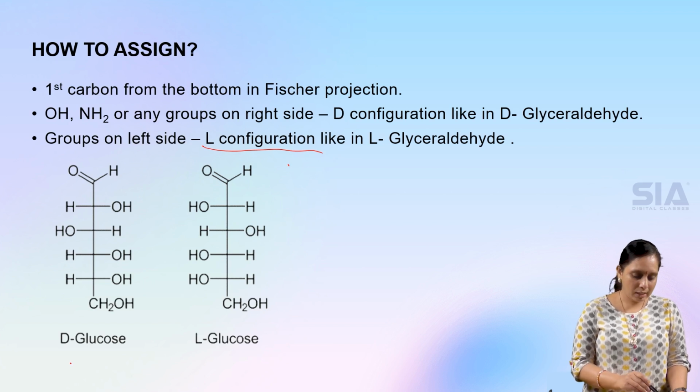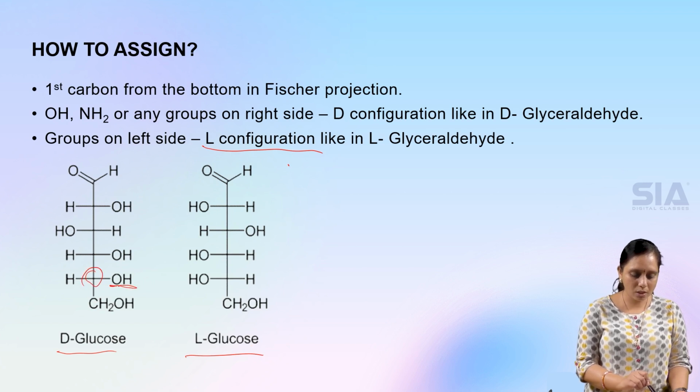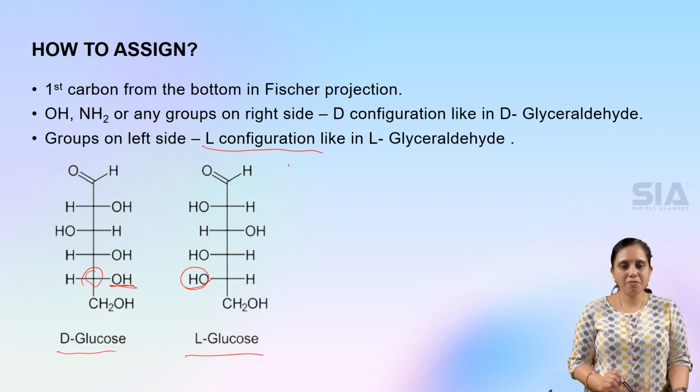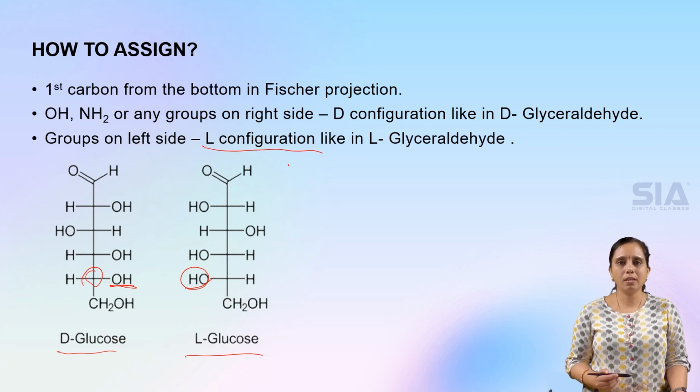As you can see in the example, D glucose and L glucose. In D glucose, the hydroxy group on the last carbon is on the right side of the molecule, hence D glucose. And in L glucose, the hydroxy group is on the left side, hence L glucose. The name is given arbitrarily by convention.